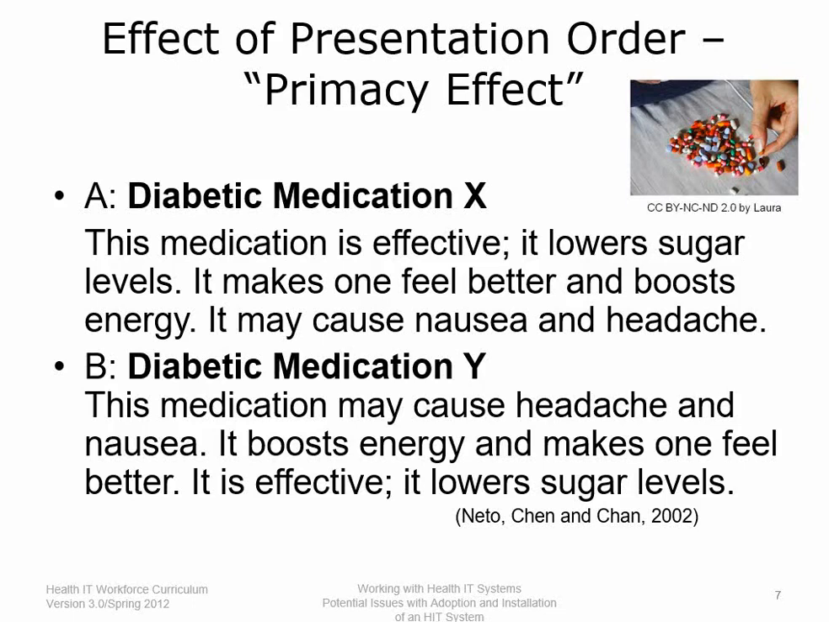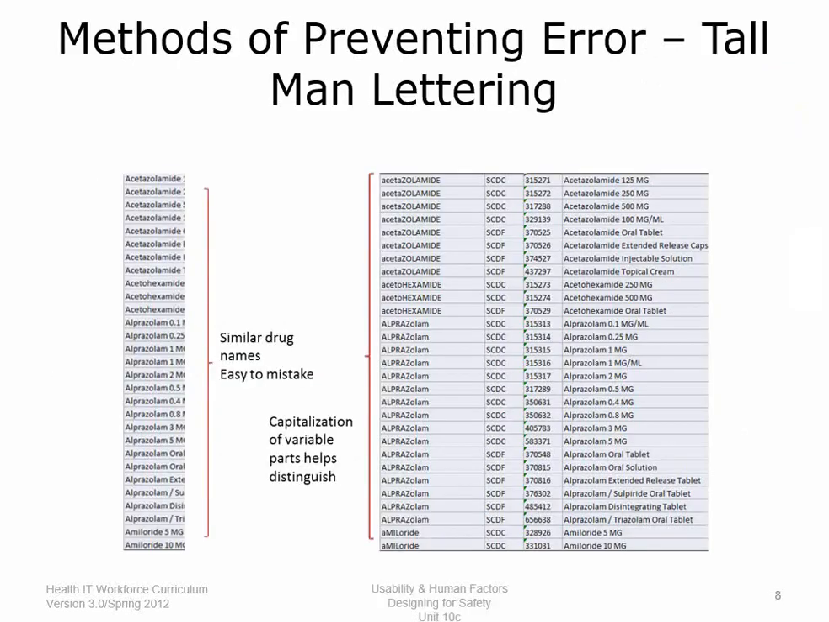The fact that they feel better is icing on the cake, and the benefit of them feeling better and lowering their blood sugar outweighs the risk of potentially getting nausea or headache, because they might not get nausea or headache. Medication B, the very first thing it says is may cause headache and nausea. Holy cow, I don't even want to read past that. I'm not even going to read the rest of that paragraph. So think about how you strategically word the responses that you're going to present in front of your providers.